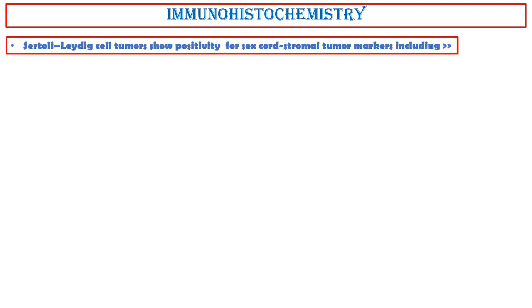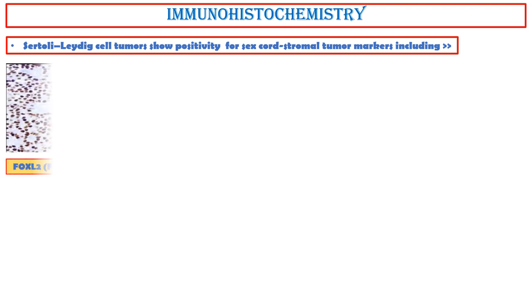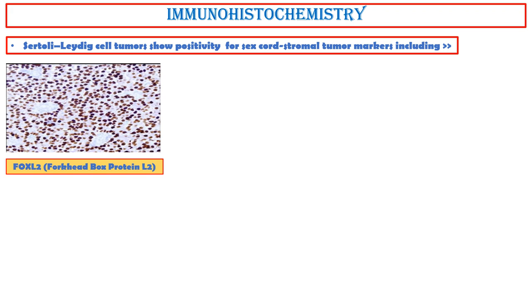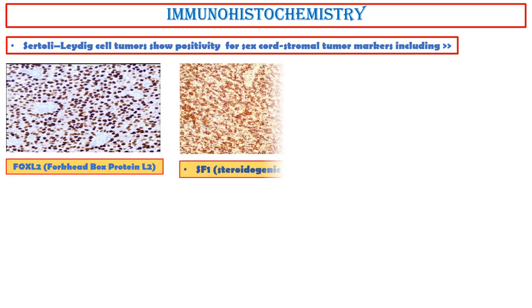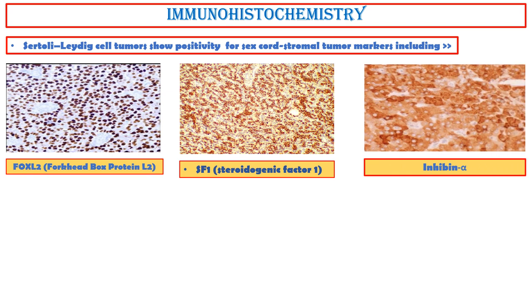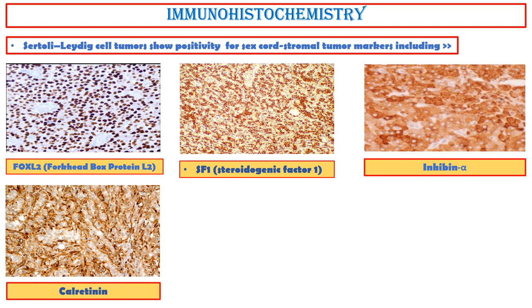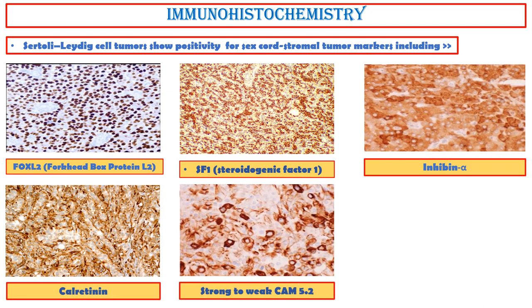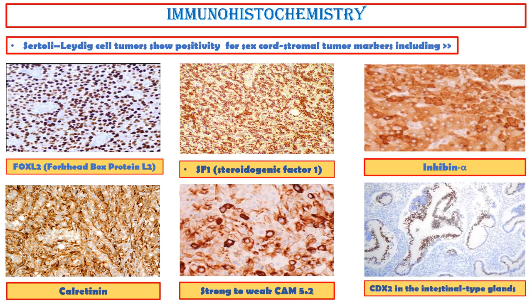Immunohistochemistry. Sertoli Leydig cell tumors show positivity for sex cord stromal tumor markers, including FOXL2, it is also called forkhead box protein L2, SF1, steroidogenic factor 1, inhibin alpha, beta-catenin, strong to weak CAM 5.2, CDX2, in the intestinal type glands. It is a heterologous element.